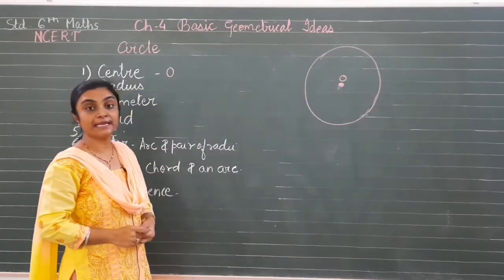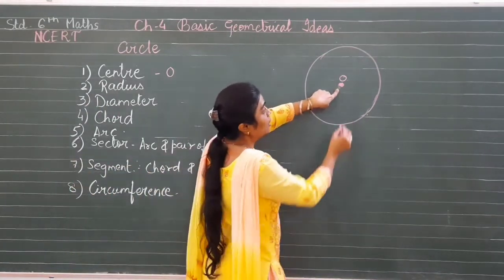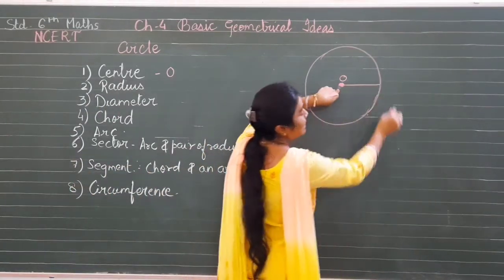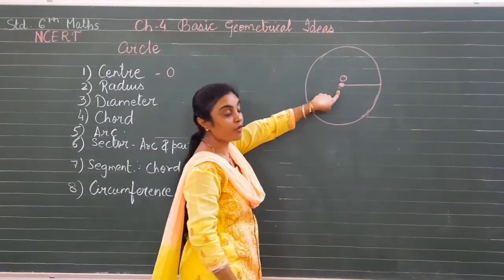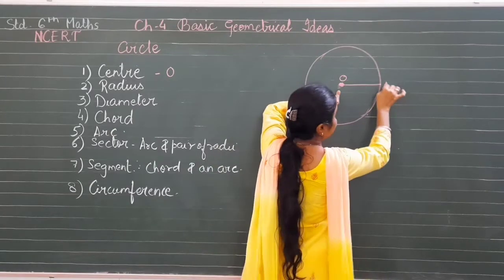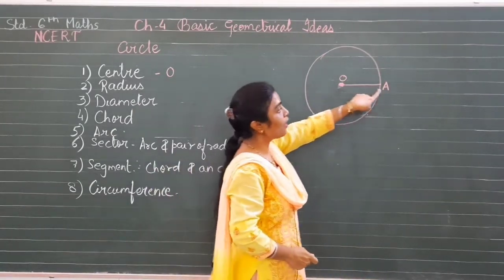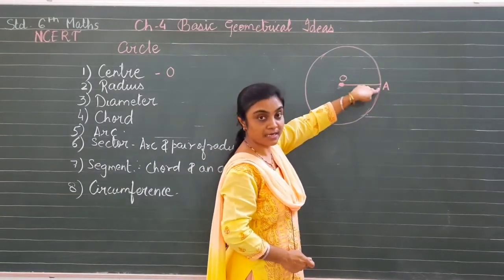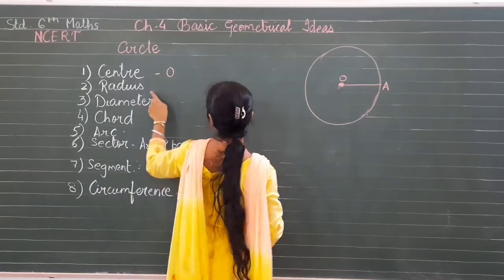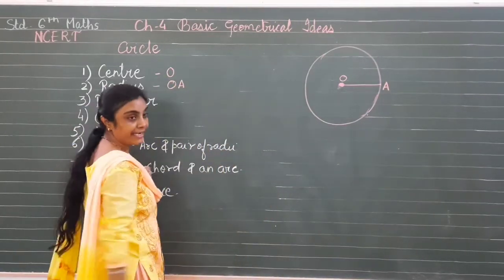Now the next topic is radius. A line segment formed from the midpoint of the circle to a point on the circle is called a radius. From the center to the point on the circle, it will form a radius. So here OA is the radius.